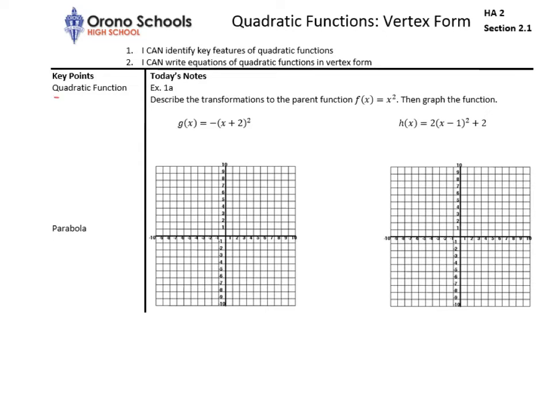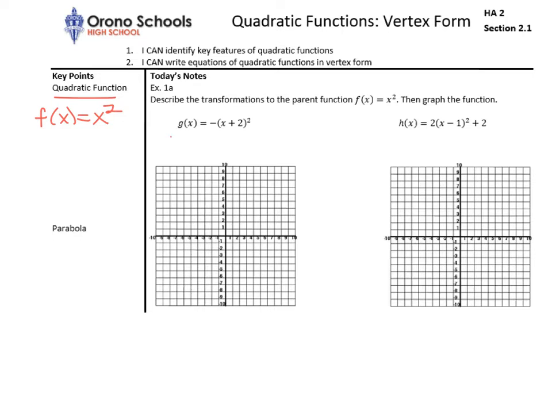Now remember, a quadratic function is anything of the form f of x equals x squared. And we talked about ways to describe the transformation from this parent function. We have two examples on the right. Describe the transformations to the parent function f of x equals x squared. Then graph the function. In the first example, we have g of x equals negative times x plus 2 squared.